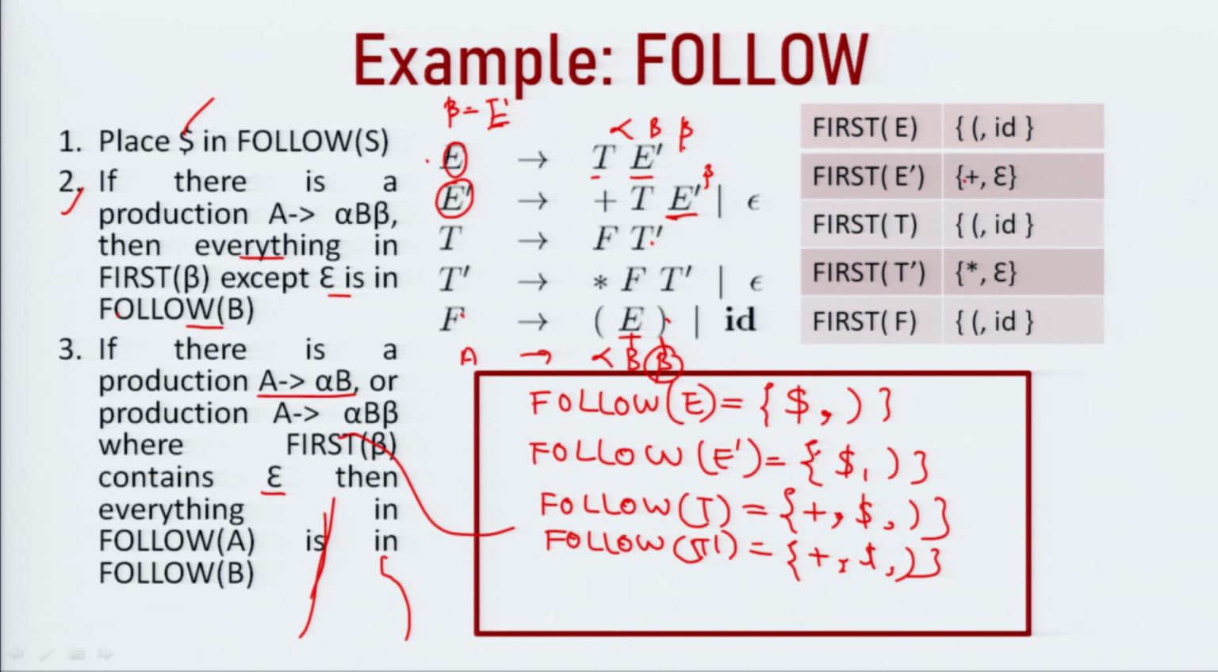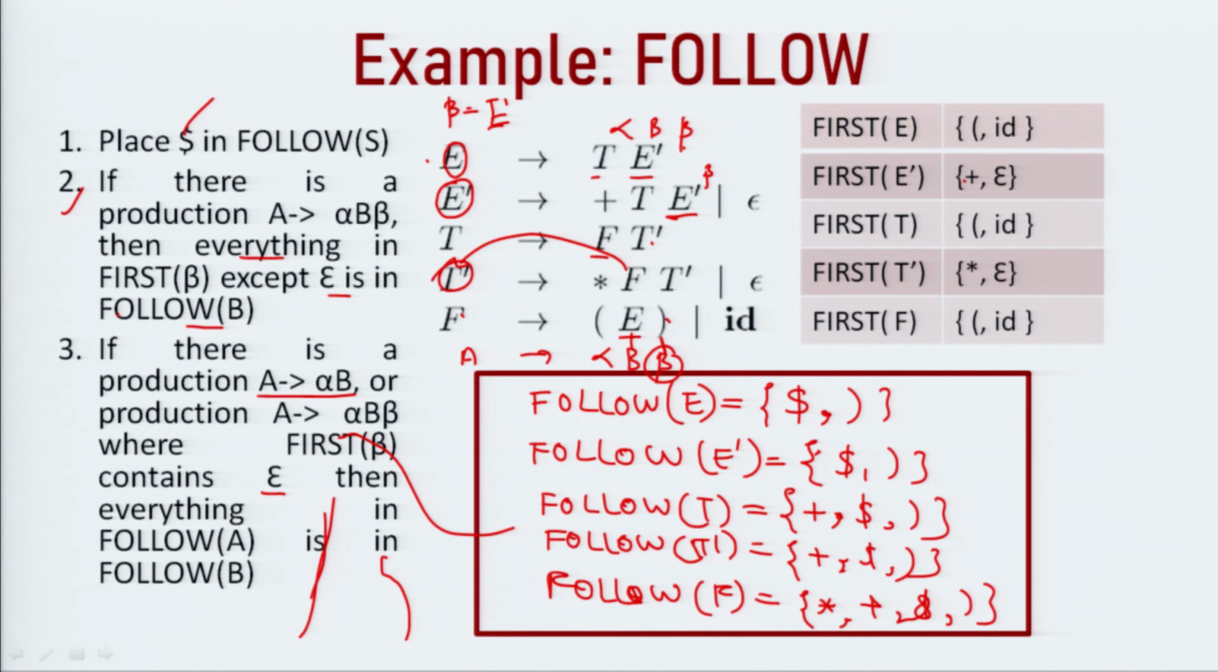Now, next is follow of F. Now, F is lying here. Now, in this alternate F, after that T prime, and that means first of T prime. So, multiplication but not null will be added in follow of F. Now, because here we have null, so we will apply rule 3 also. So, in follow of F we will look at follow of T prime, and whatever is in follow of T prime will be added into follow of F. So, T prime contains plus, dollar and closing parenthesis, that will be added.